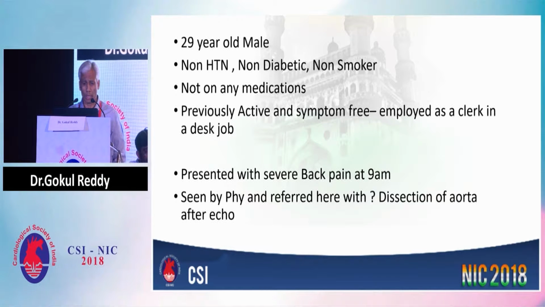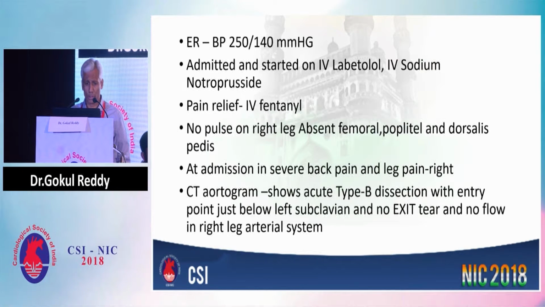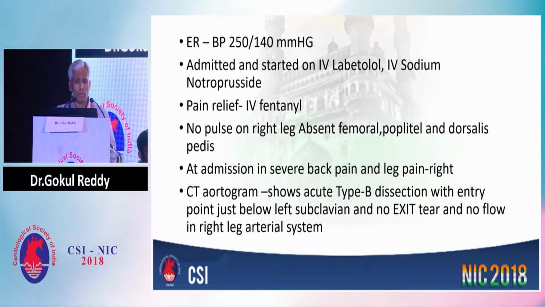We do a slightly higher volume of cardiac surgery for dissection of the aorta. That's the reason this patient landed with us. He came at 5 o'clock in the evening. The blood pressure at presentation was 250 by 140. He was admitted. We started labetalol and nitroprusside. It was severe pain actually, so we gave fentanyl. On examination, there was no pulse on the right leg, absent femoral and dorsalis pedis.